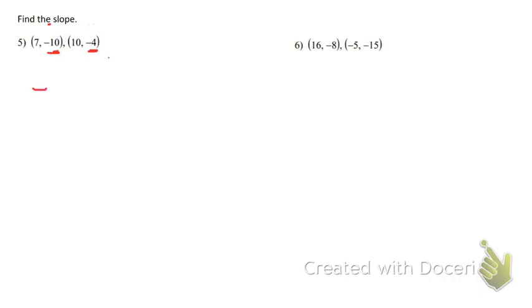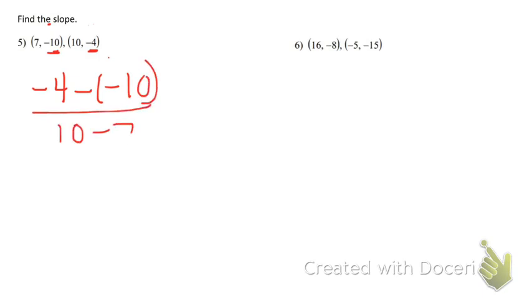So I'm going to do negative 4 minus negative 10 over 10 minus 7. 2 negatives here in the numerator. These 2 negatives make a positive. Subtracting a negative is the same as adding.